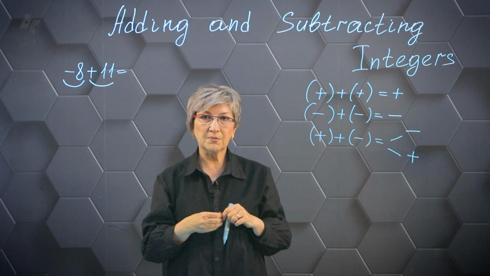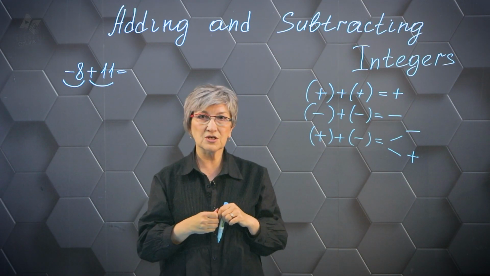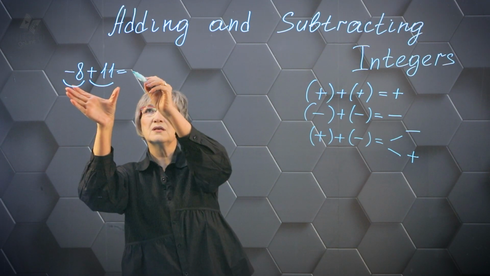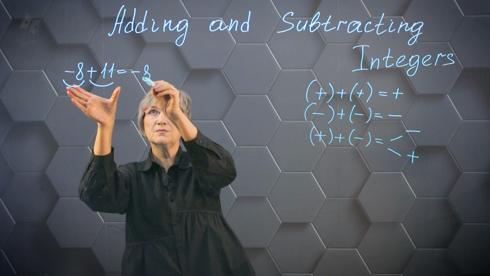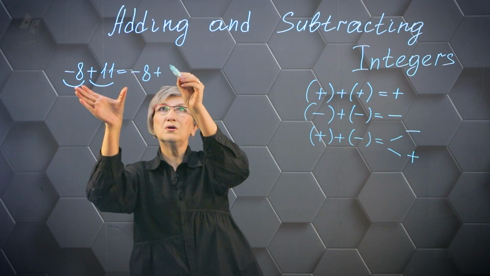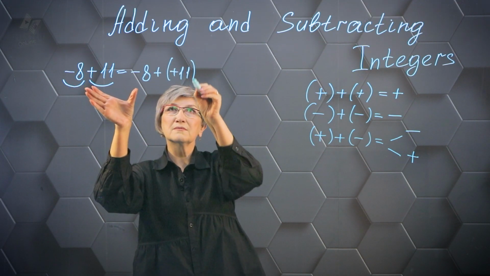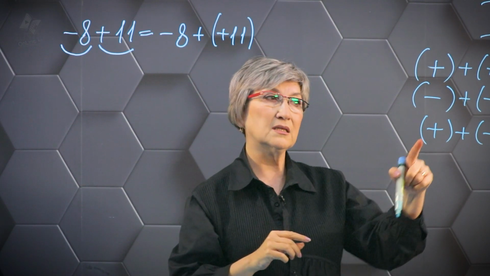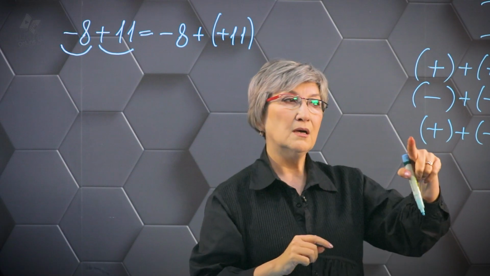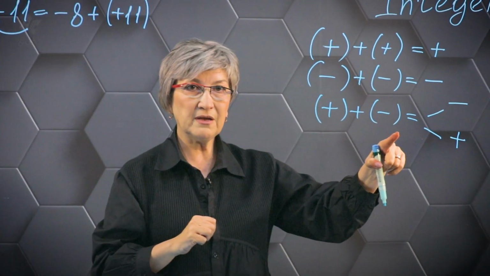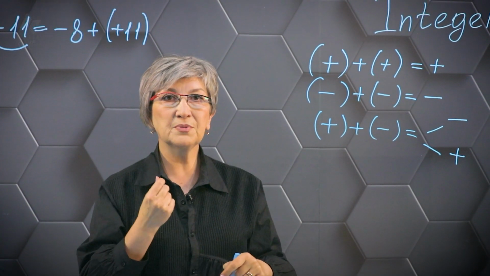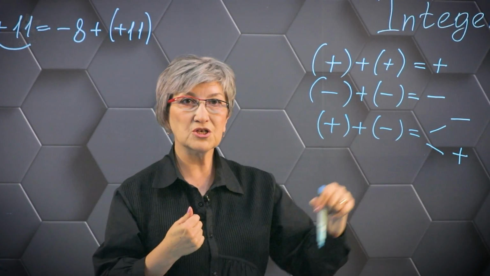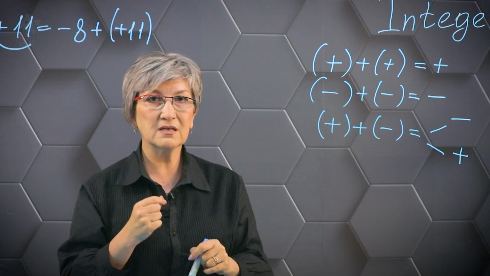You may ask the question, then where is the addition here? The thing is, I can write this example in a different form. I can write the number minus 8 plus the number plus 11. I'm adding two numbers with different signs. And then I will use the rule. When I use the rule, I can have two cases in my answer. Either the number is negative or the number is positive. So how do I put the correct sign?